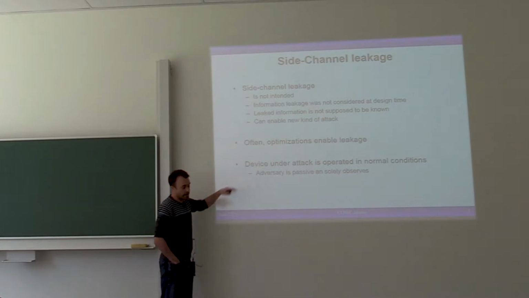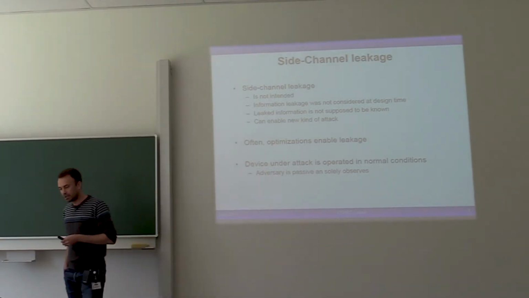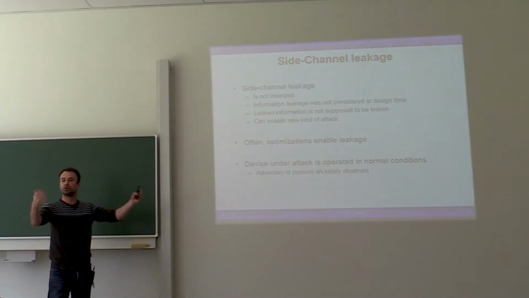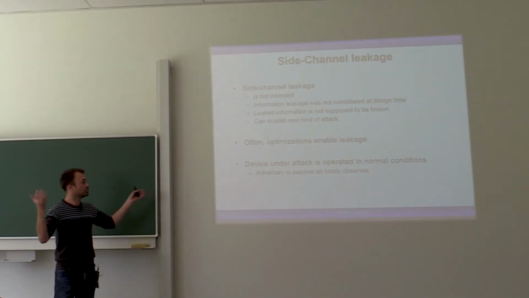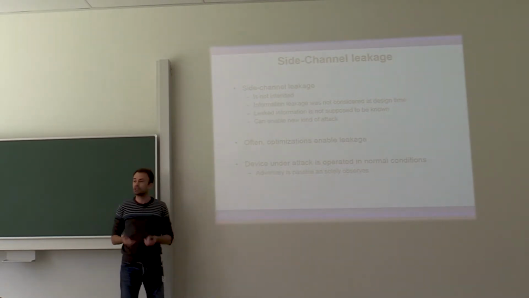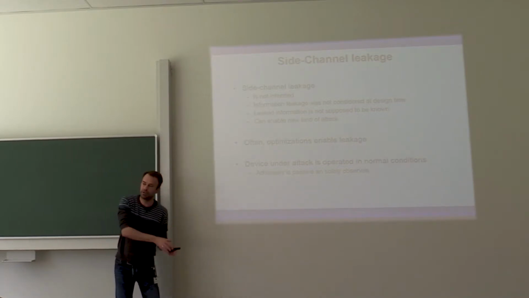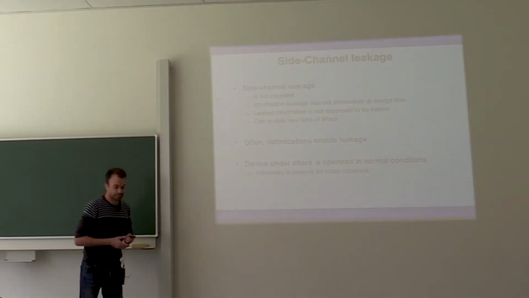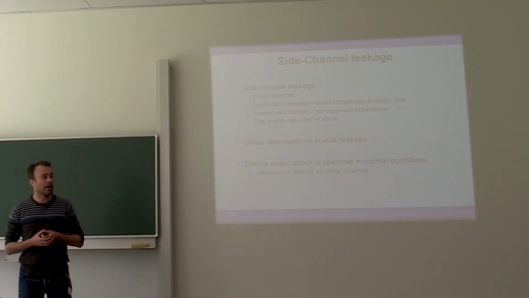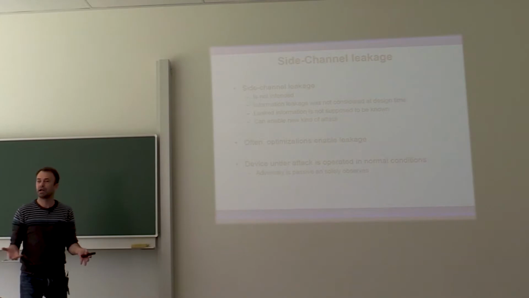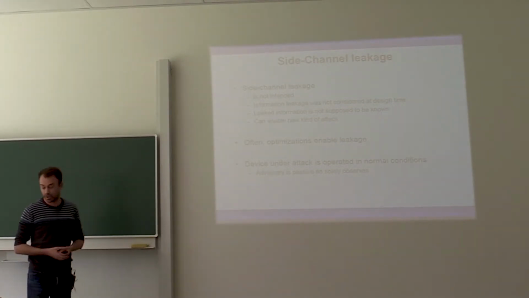And as I told you before, and as you maybe already heard from the example, the device under attack is operated in normal conditions. I just asked my multiplier to keep on multiplying these numbers. I didn't ask it to do anything strange. So it's extremely hard, maybe impossible, to detect these attacks, because you're not doing anything special. You're just observing additional information during normal execution. And this essentially means that countermeasures against this sort of attack have to be in place and active all the time, because you can't figure out when you're being attacked and when not.